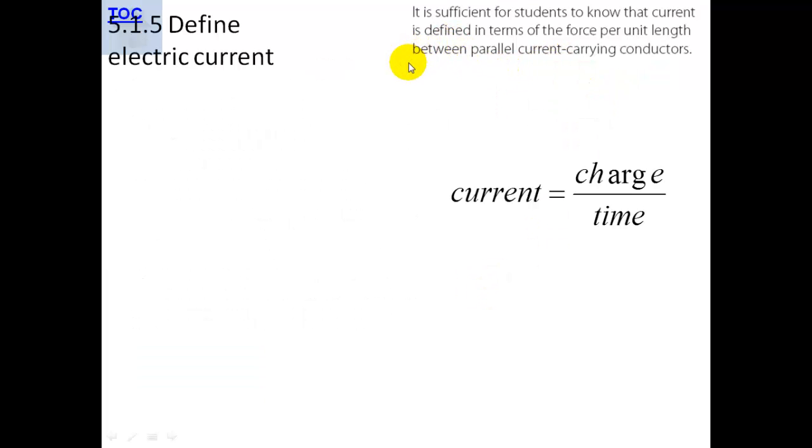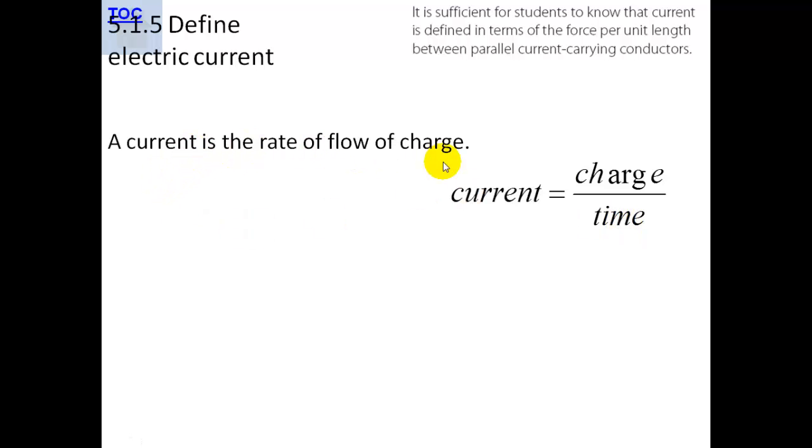It is sufficient for students to know that current is defined in terms of force per unit length between parallel current-carrying conductors. This is the definition of the ampere. The definition of current is basically the flow of charge, the rate of flow of charge, the change in charge divided by the time it takes. So the current is the rate of flow of charge.